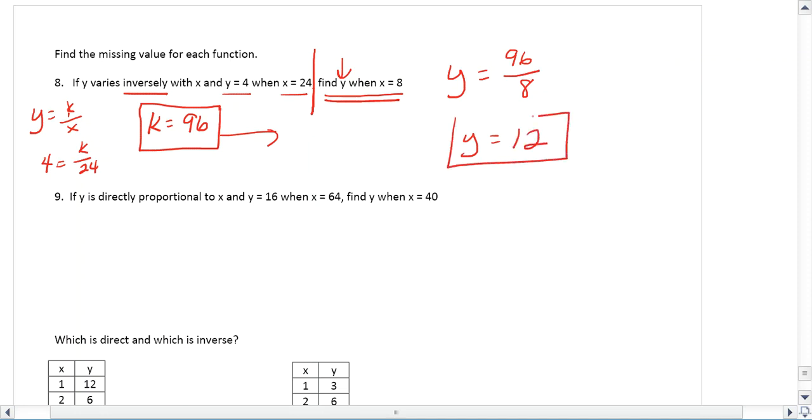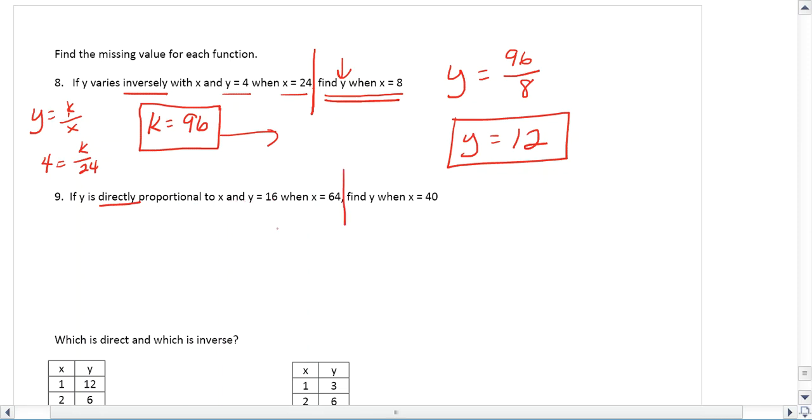Check my math. That's the final answer to this problem. So it took us 2 steps to get there. Let's approach number 9 the same way. This one is a direct. It says y varies directly to x. y equals 16 when x is 64.